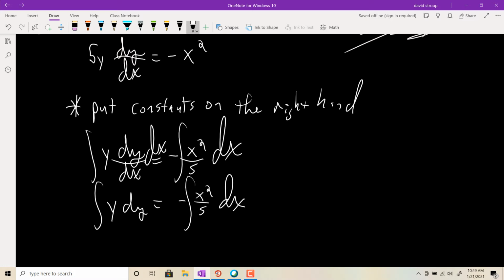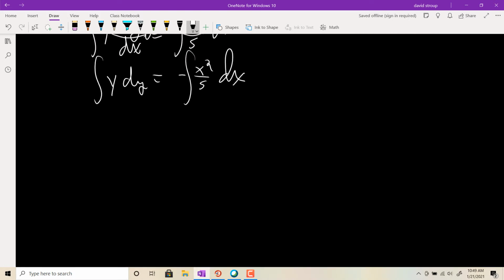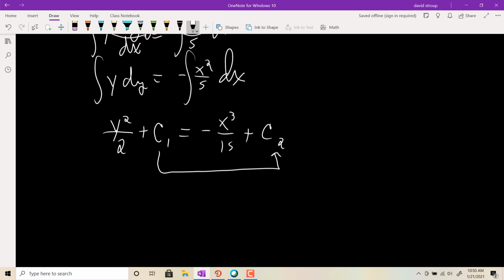Anyways, we've got it separated, and on the left-hand side, power rule. Technically, there is another constant over here, so then there'll be x cubed over 15 plus some other constant. But what you're always going to be doing is pushing the constant stuff over to the right, so you'll end up with y squared over 2 equals negative x cubed over 15 plus c2 minus c1. You're going to replace this with just a general constant, because this thing represents all real numbers.